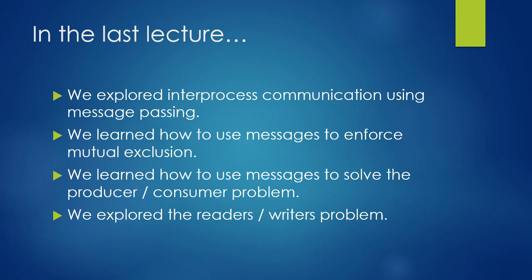In the previous lecture, we explored inter-process communication using message passing. We learned how to use messages to enforce mutual exclusion. We learned how to use messages to solve the producer-consumer problem. We explored the readers-writers problem and saw one solution where readers were given priority.